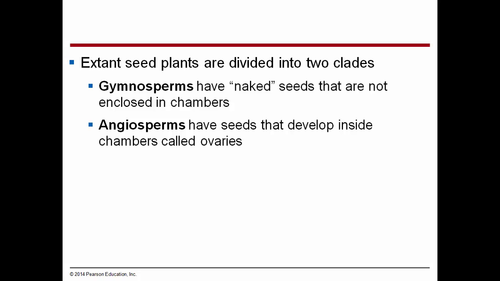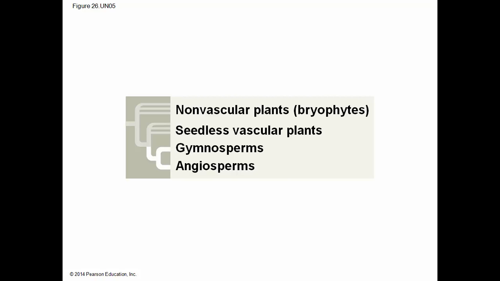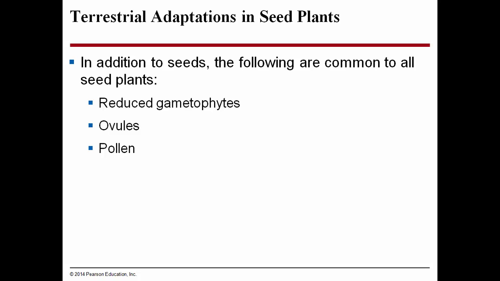Living seed plants are divided into two clades: Gymnosperms, that have naked seeds that are not enclosed in chambers, and Angiosperms, that have seeds that develop inside chambers called ovaries. Okay, now we're on to the seeded vascular plants, the Gymnosperms and Angiosperms. In addition to seeds, the following are common to seed plants: reduced gametophytes, ovules, and pollen.